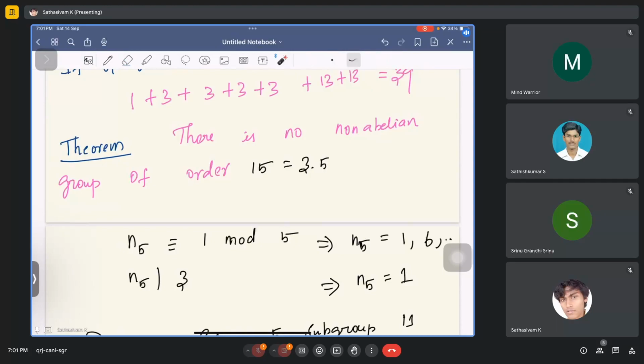See, here I proved for 15, right? Here you observe, this is P and this is Q, and here you can observe that P does not divide Q minus 1, which is actually 4. So 3 does not divide 4.